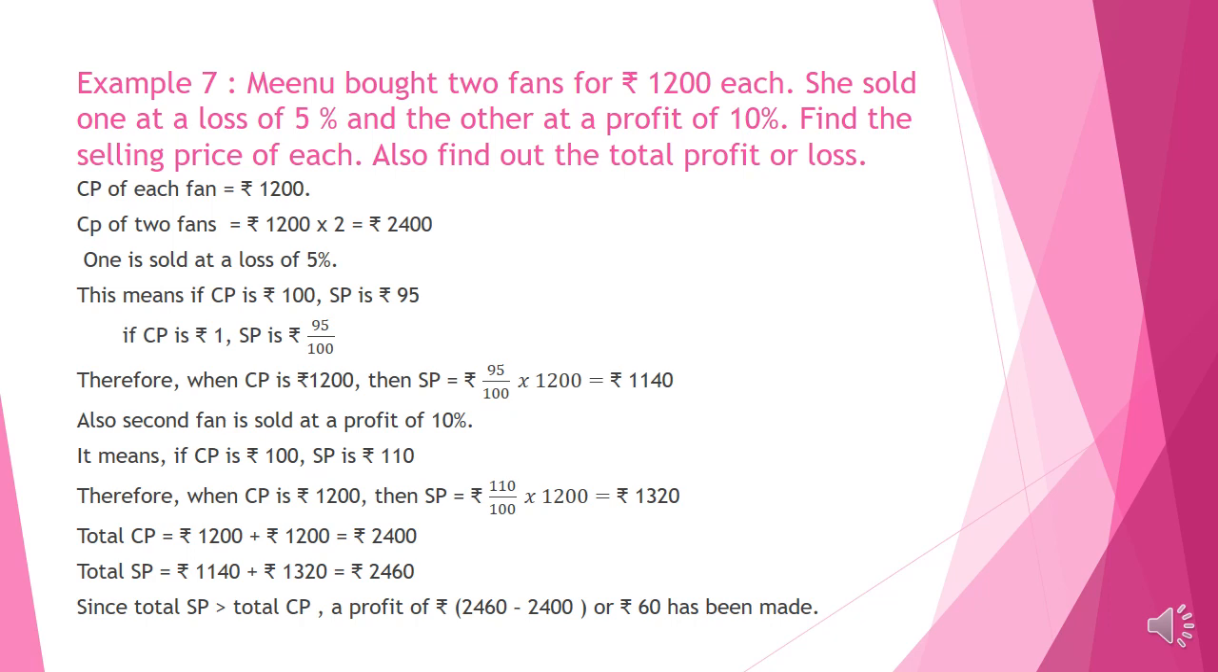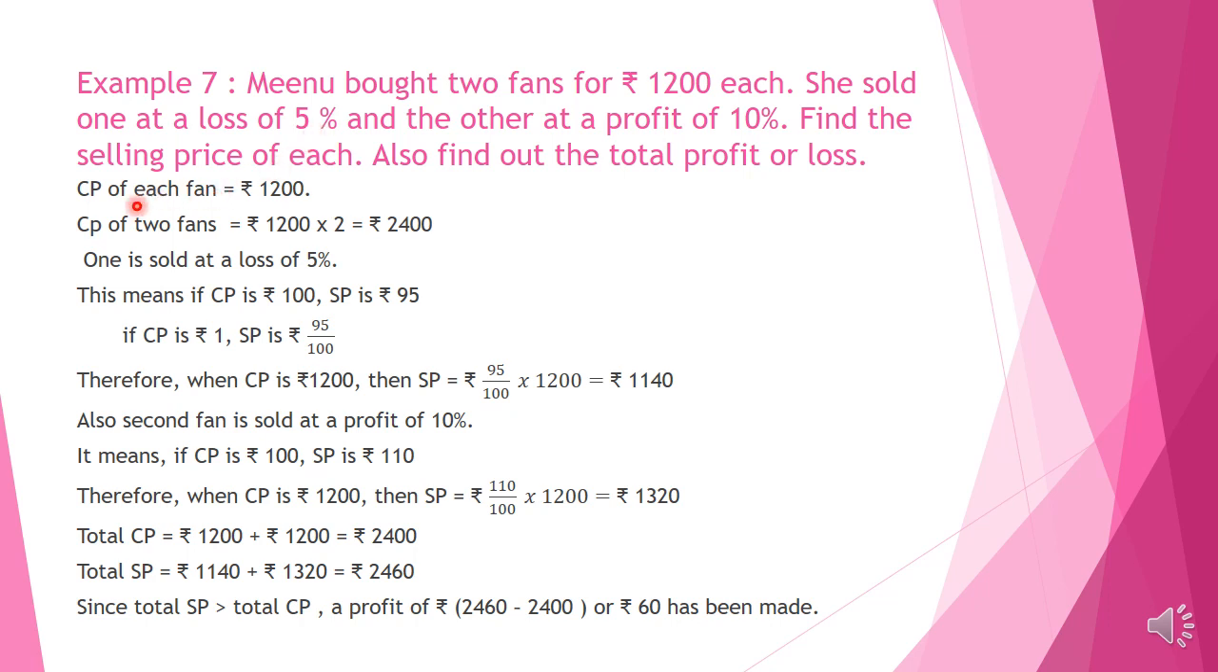Children, now let us do the 7th illustration from the textbook. Meenu bought 2 fans for rupees 1,200 each. She sold one at a loss of 5% and the other at a profit of 10%. Find the selling price of each. Also find out the total profit or loss. Okay children, here we have the information. Meenu purchased 2 fans, each costing rupees 1,200, and she sold one fan at a loss of 5%, another at a profit of 10%. We have to find the selling price of each one, and also whether she got profit or loss, that percentage also we have to find out.